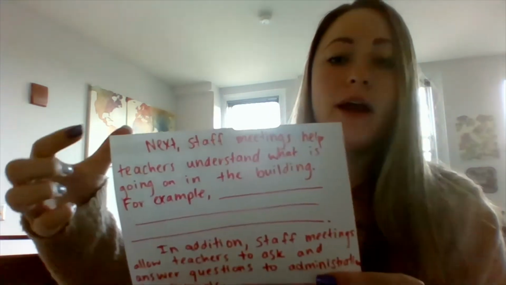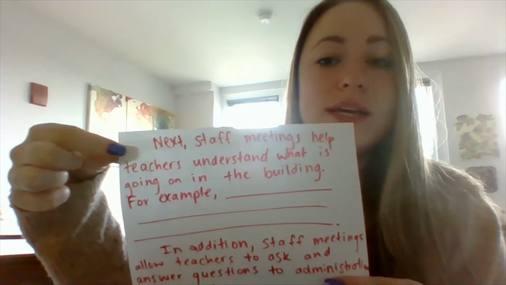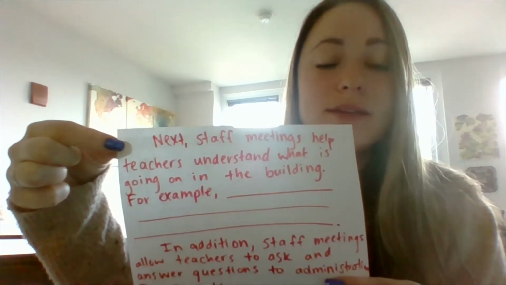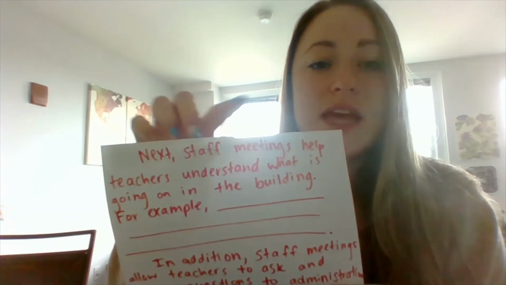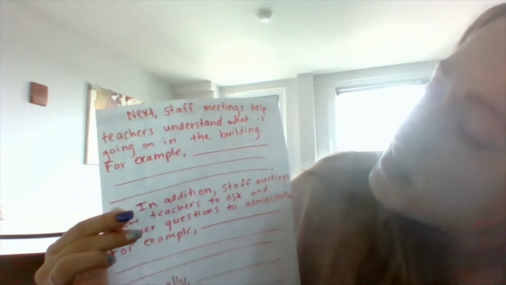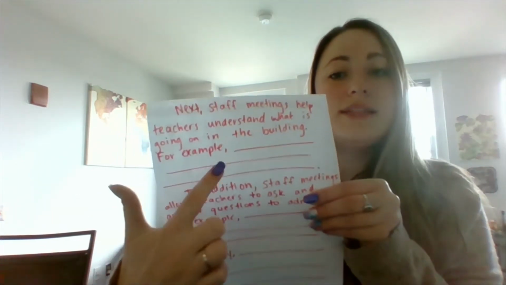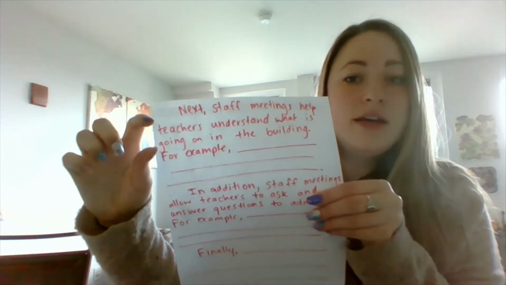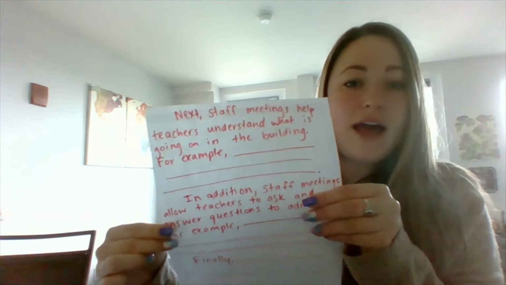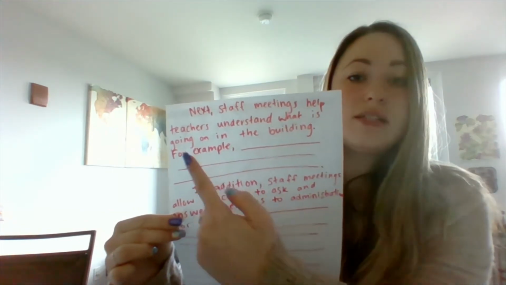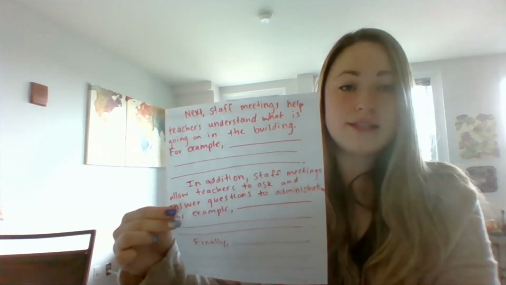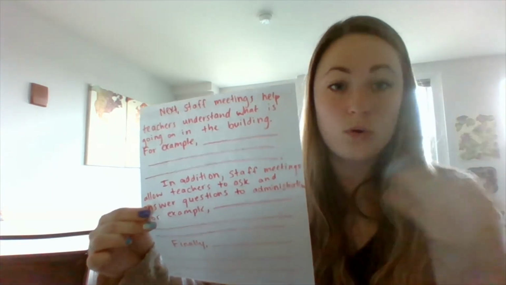Okay, now I'm going to go on to a brand new paragraph for my next reason. Here's my brand new paragraph. Again, you need to indent right here, leave a little bit of space. Next, staff meetings help teachers understand what is going on in the building. For example, so here's my reason. Now I need to give an example. I have not given an example yet, but you need to make sure that you are filling in these spaces. You need to give an example for each reason or explain it.